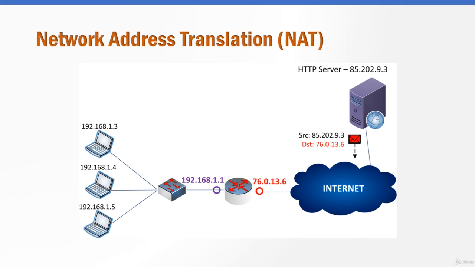So, whoops, I went back. This is what happens next. Do you see that? The source IP address remains the same, but the destination IP address is changed from the public IP address to the private IP address. And then the router sends the packet back to the original sender, which is the 192.168.1.5 computer.